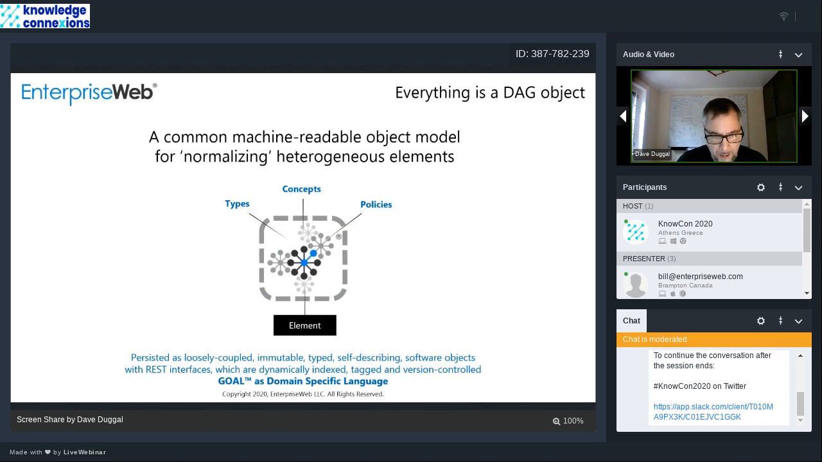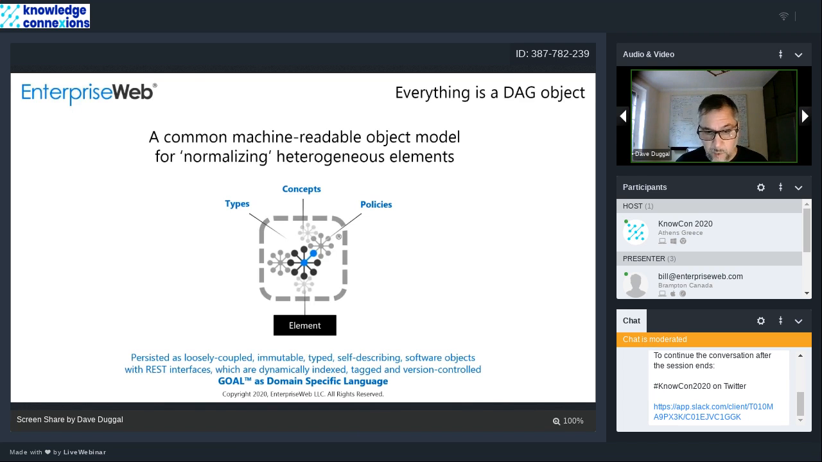So picking that back down to brass tacks. In EnterpriseWeb, everything is a graph object. I mentioned that. All graph objects map to a common ontology of types, concepts, and policies. And they're persisted as loosely coupled, immutable, typed, self-describing software objects with REST interfaces. Right? That's nice. This is a very rich object with rich types. These are not simple objects and simple types. The types are programmable as well and extensible. So these are not hard-coded types. This is a system where even the types are graph objects themselves, and all the typing is dynamic typing.